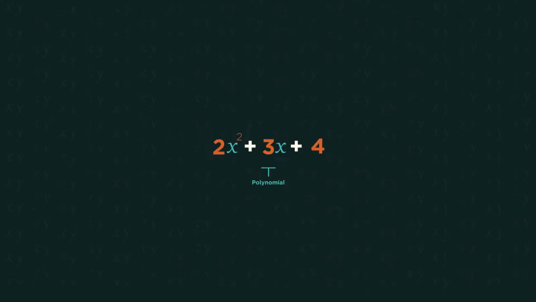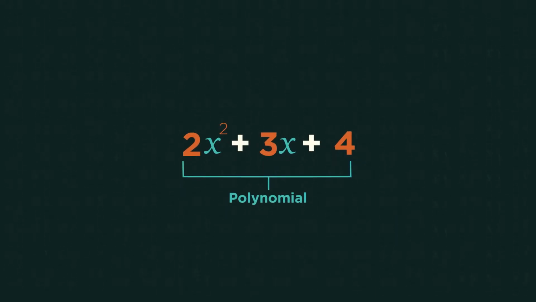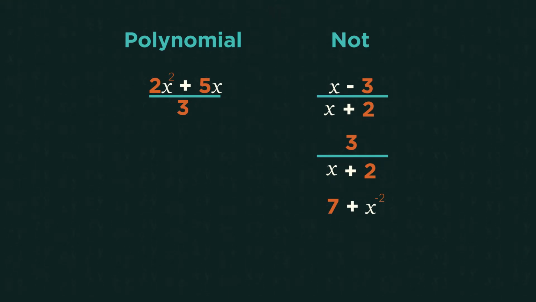A polynomial can have constants, variables, coefficients, and exponents that are 0 or higher. Polynomials can never be divided by a variable. This last one isn't a polynomial because the exponent is a negative. Polynomials can only have positive exponents. So polynomial is a general name.